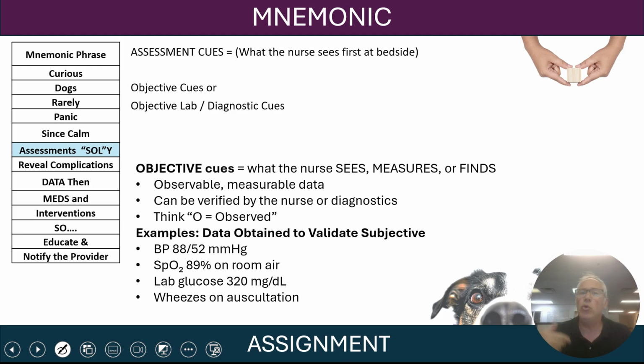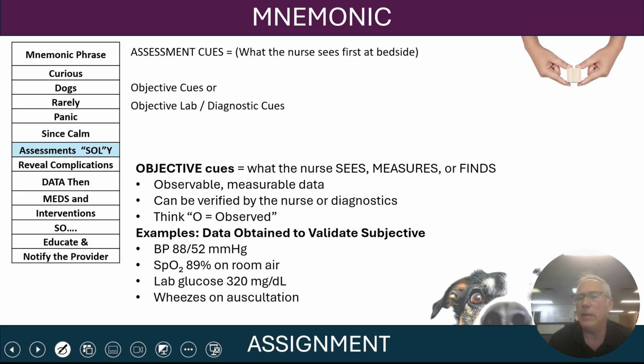It's what you see, what you observe, what the nurse first sees at the bedside. So what they see, what they measure, what they find: observable, measurable data. They can be verified by the nurse or diagnostics. It could be blood pressure, because you do the assessment, and then the findings are observed. So if the blood pressure was 88 over 52, that would be low, and there would be a complication from that. And then the oxygenation is 89%, which would also be low, or the glucose level, which is 320, which is high. And wheezes on auscultation are also observable objective data, objective cues.